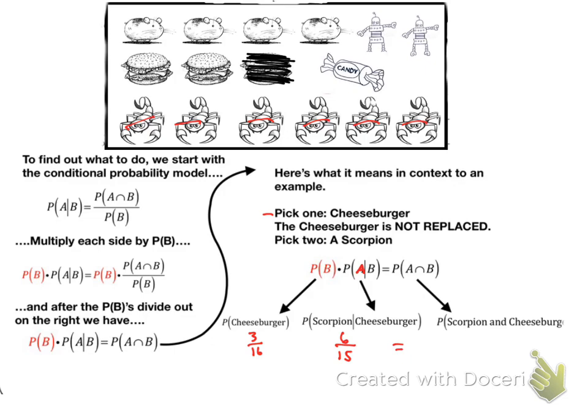And that's going to equal the probability of getting a scorpion and a cheeseburger, which would end up being 18 over 16 times 15, 240, which equals 0.075 or 7.5%.